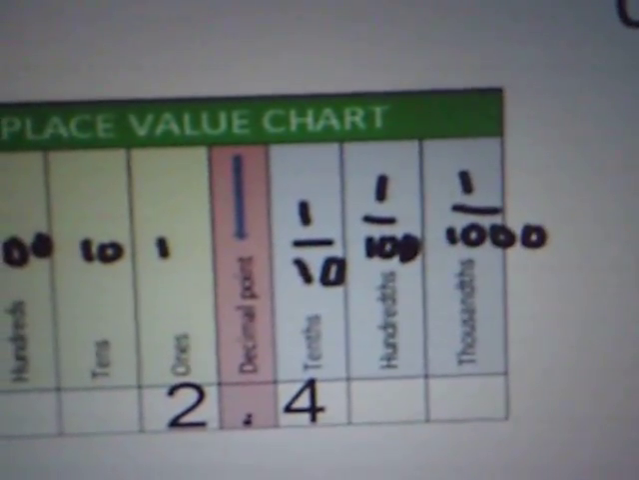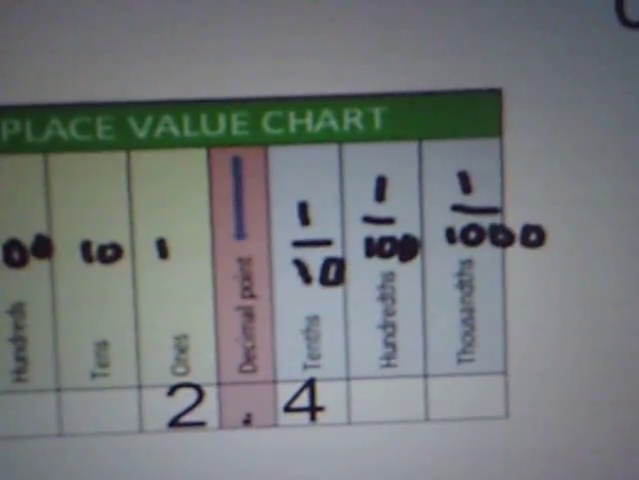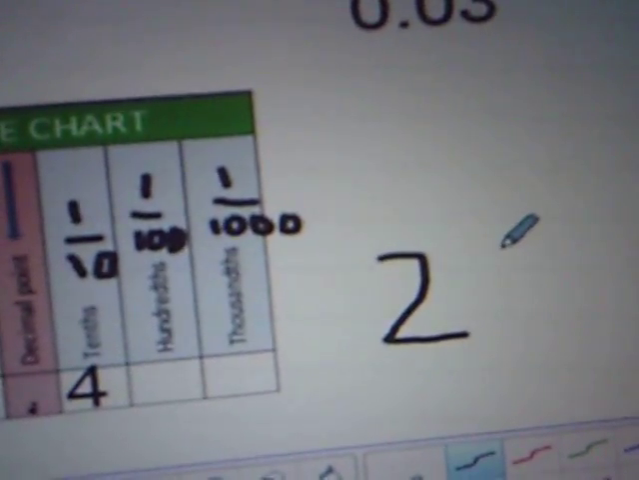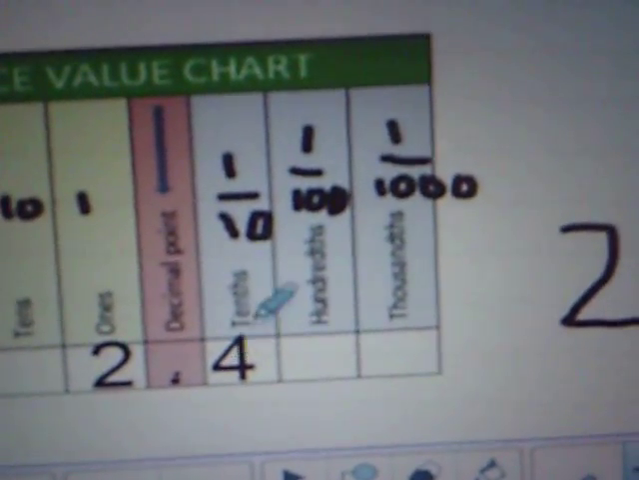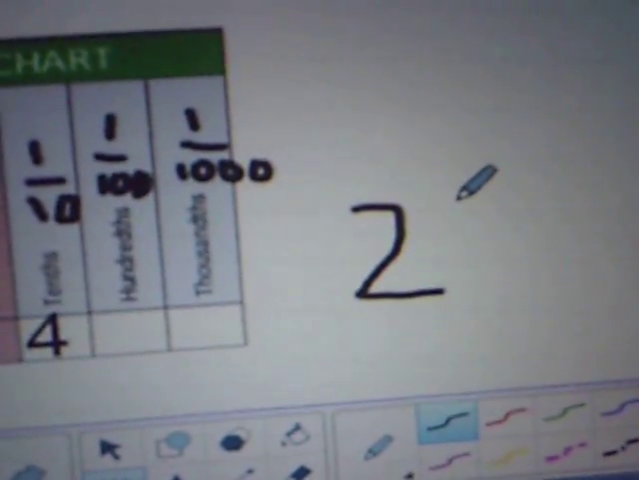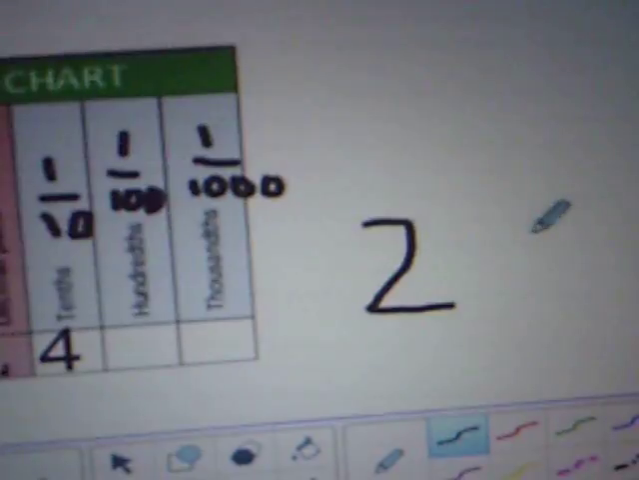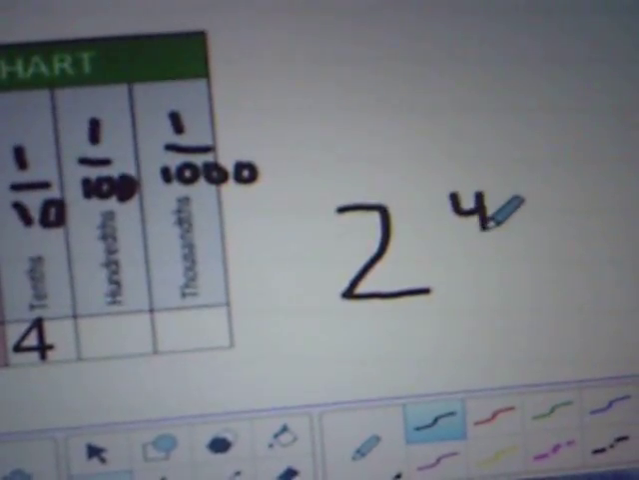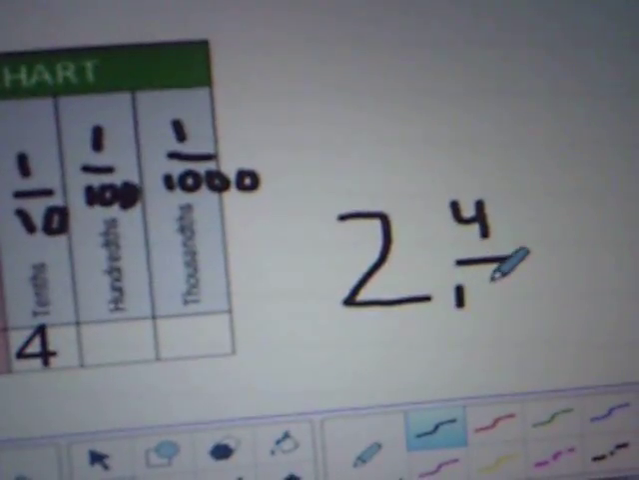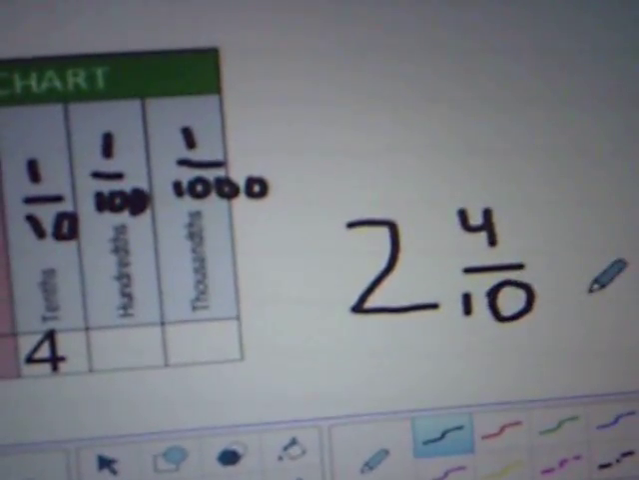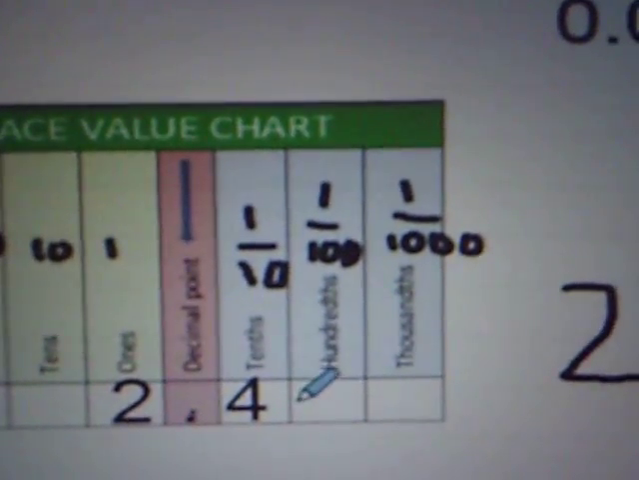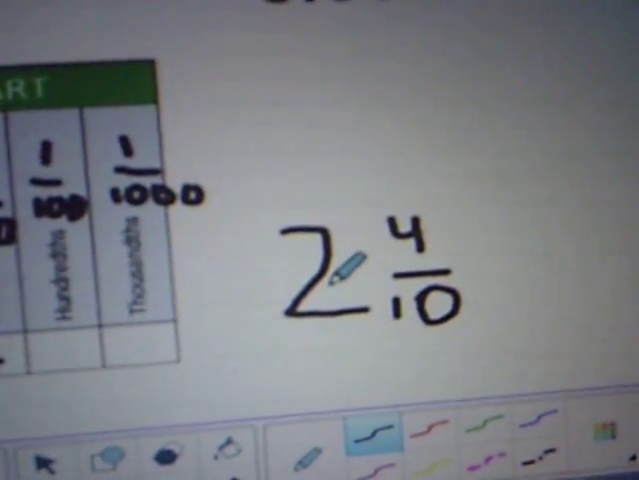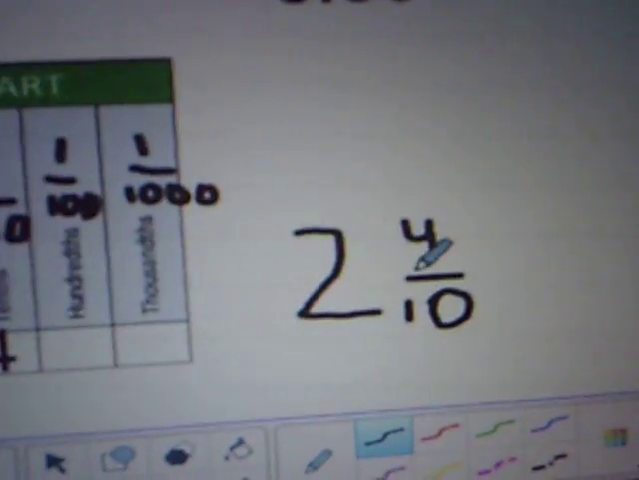It can be written as a fraction like so. 2 wholes, 2 ones, and 4 1/10ths. I could write 1/10 plus 1/10 plus 1/10 plus 1/10, but it'll just give me 4 tenths. So 2.4 can be written as 2 and 4 tenths. This is called a mixed number, where there's a whole number and a fraction together.